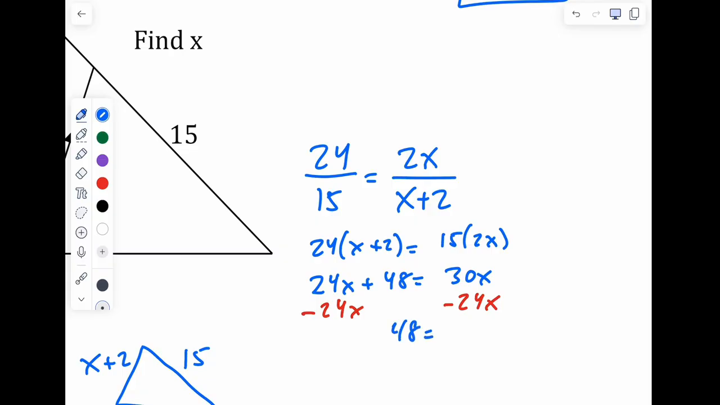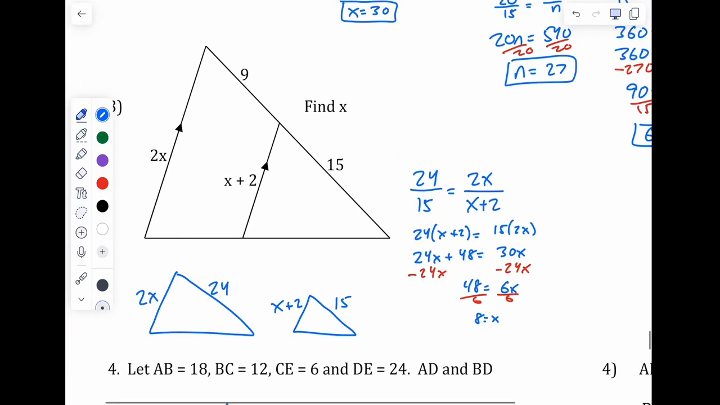But maybe I said this the wrong way. X could be negative. Steps could be negative. The sides can't be negative. So the final answer can't be a negative side. And I think I don't get a negative here. I get 8. And then that would mean that this side's 16 and this side is 10.